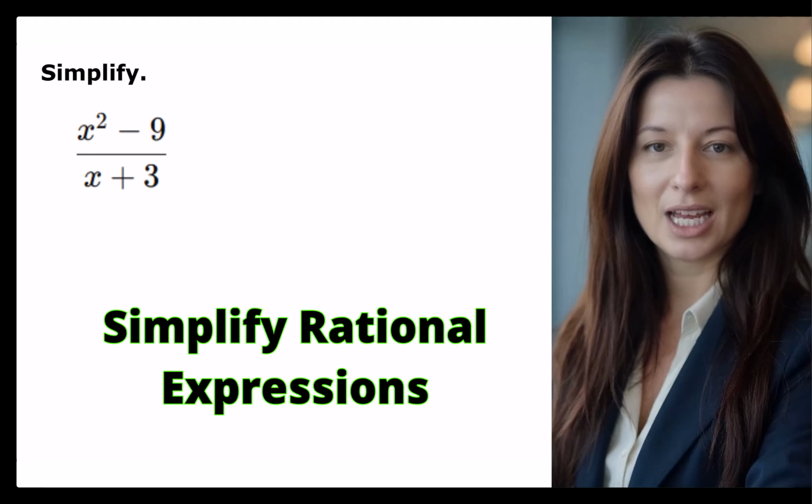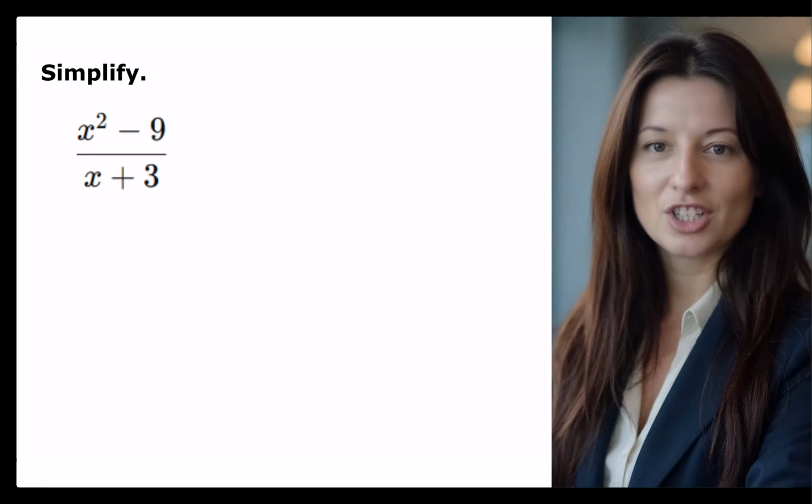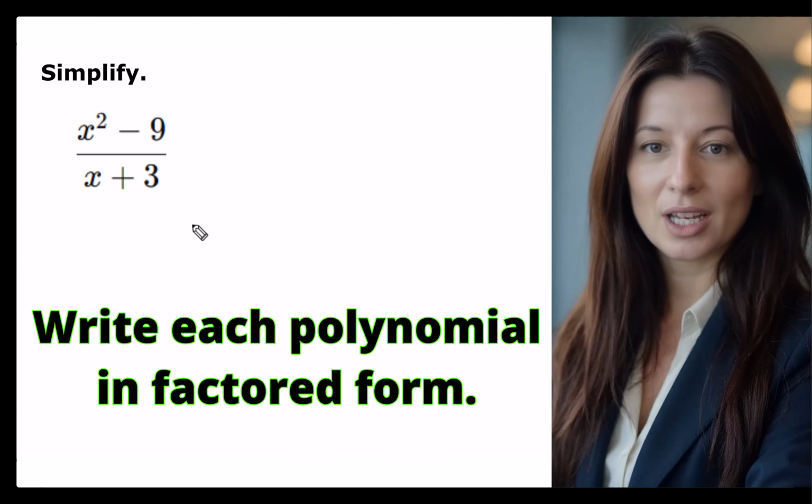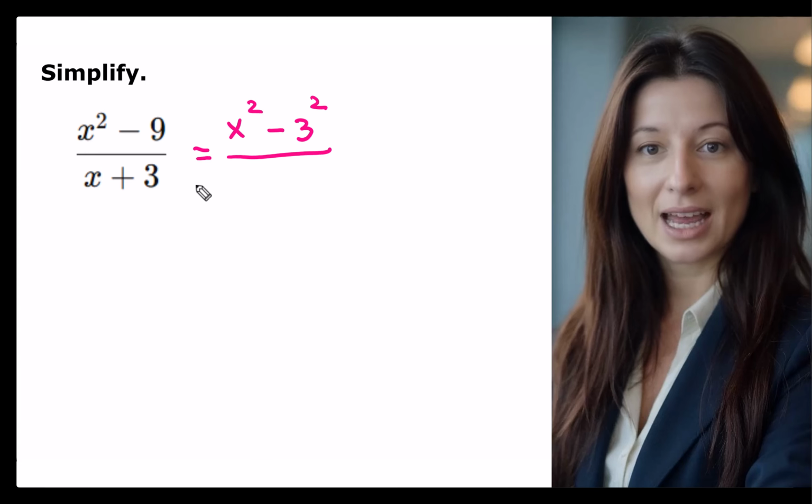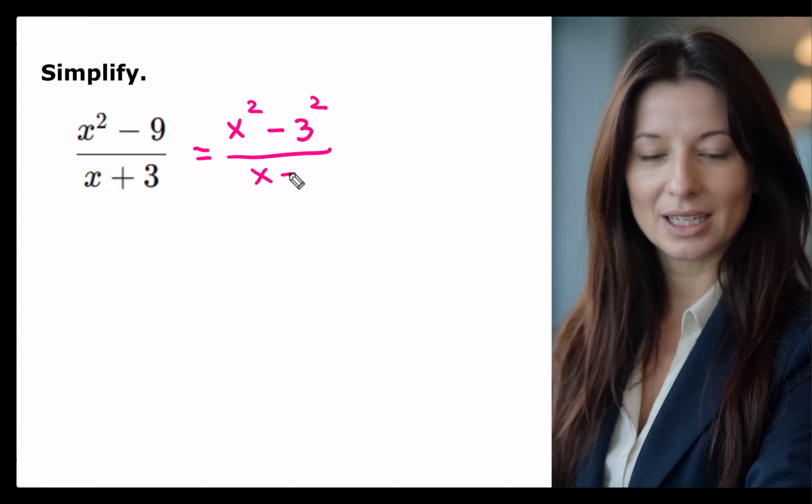In this lesson, we are going to learn how to simplify rational expressions. Rational expressions have both the numerator and the denominator as polynomials. So the first thing that we want to do is to write each polynomial in factor form. So we can write x squared minus 9 as x squared minus 3 to the second power. And we're going to leave the denominator as it is. Right now, there's nothing we can do there.